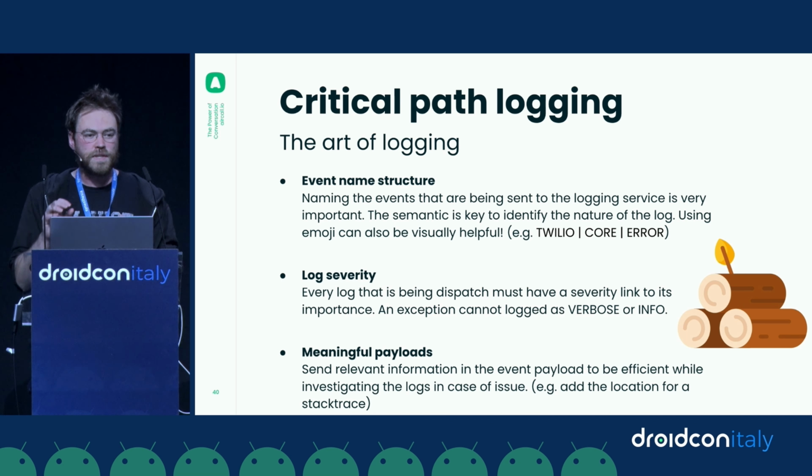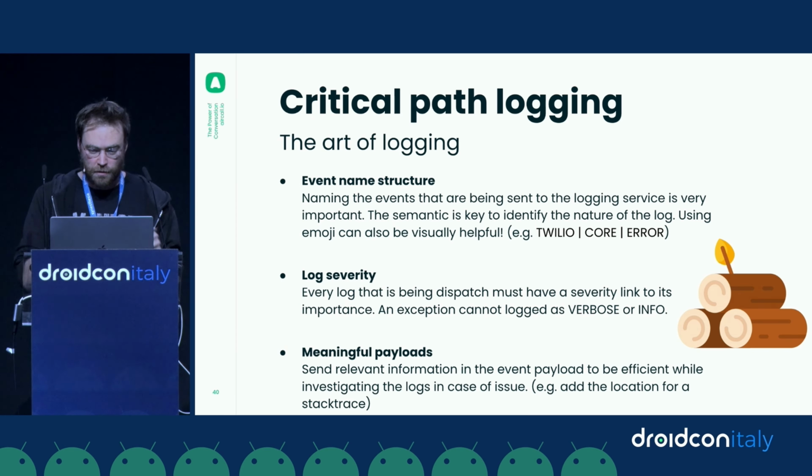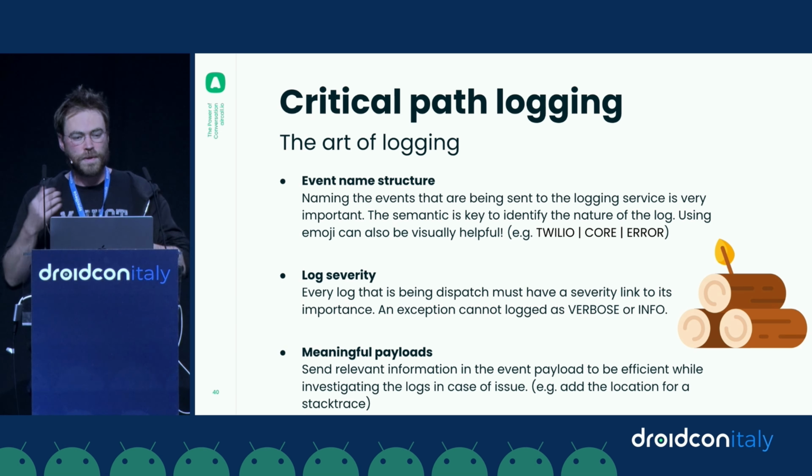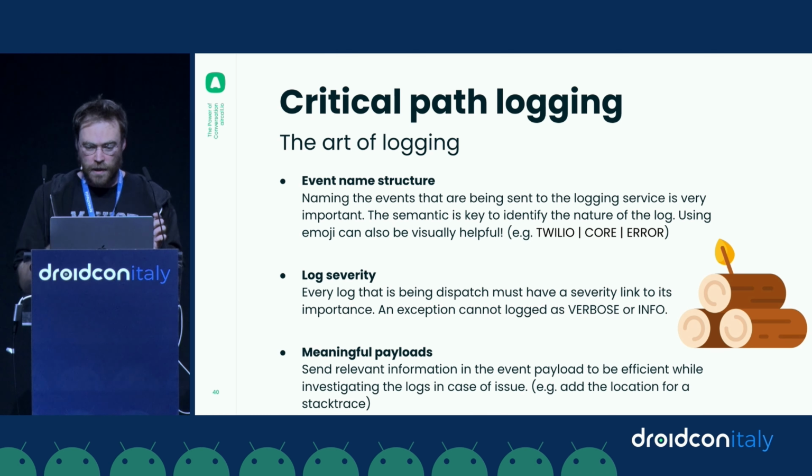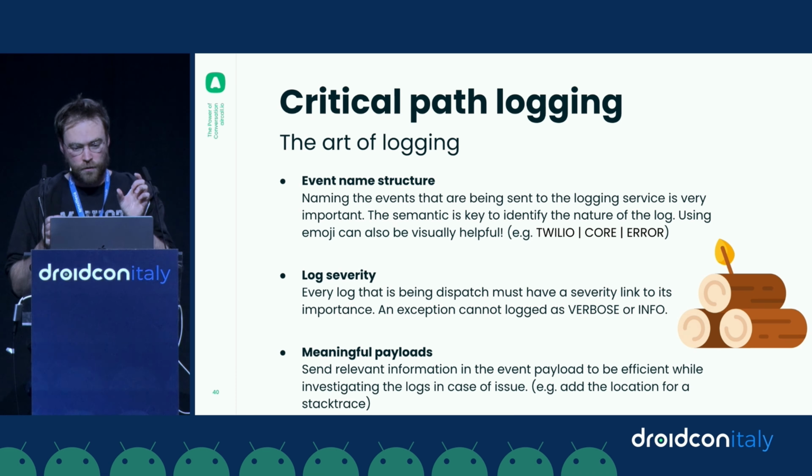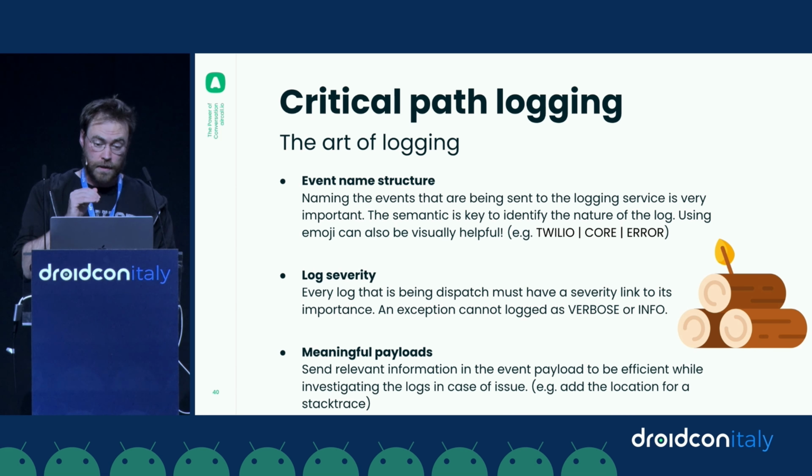So keep the semantics like you do for your versioning, major, minor, and patch, but apply it to event logging. So for example, okay, the main service is Twilio. This is the core part of Twilio, and there is an error. So we can quickly identify, okay, there is an issue on the Twilio core side, and this affects the user.